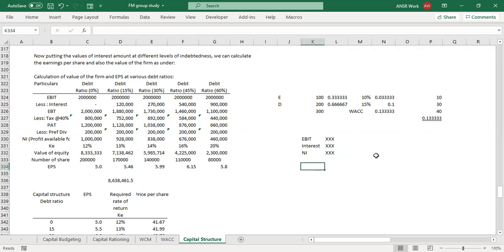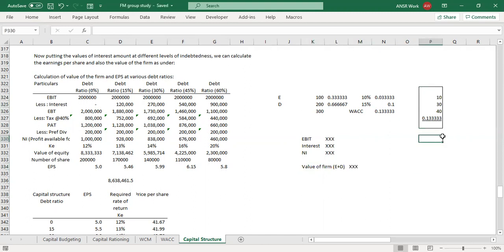Now, suppose you had along with it the value of the firm. Value of firm, which is nothing but your equity plus debt. Now you divide this EBIT by the value of the firm, you will be able to calculate the WACC. That's exactly what you just said. How was that working? That was working because we were following this method only.